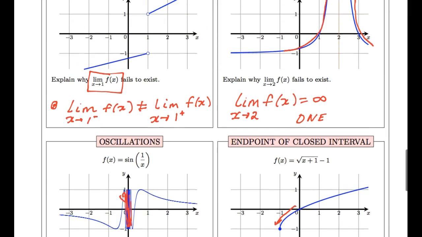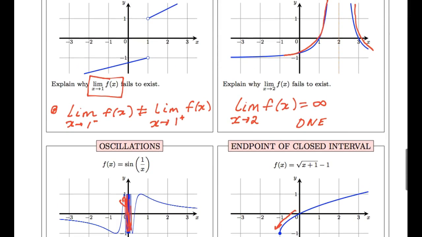So these are the 4 ways where the limit can fail to exist.